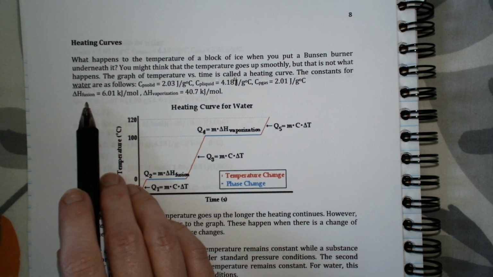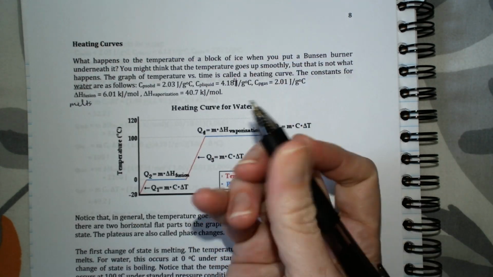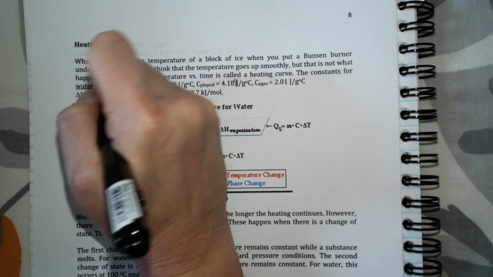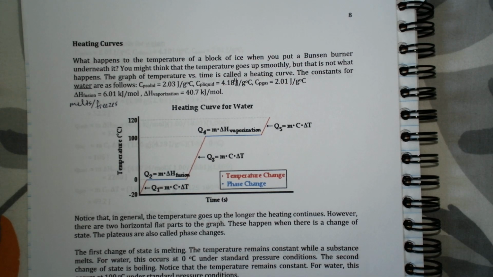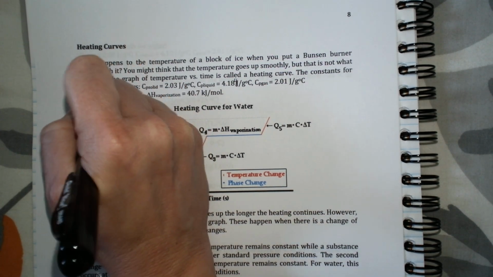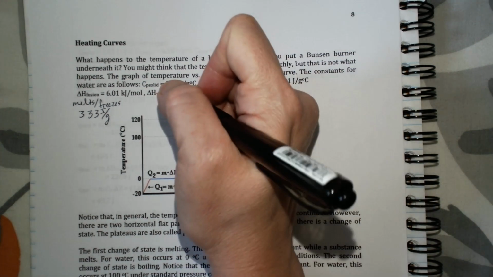The heat of fusion, which is what happens when a solid melts, or if it goes the other way, if it freezes, is 6.01 kilojoules per mole. Nobody really uses that number, so we're going to use joules per gram instead, because that's a little bit easier to use for your calculations. So that number is 333 joules per gram.